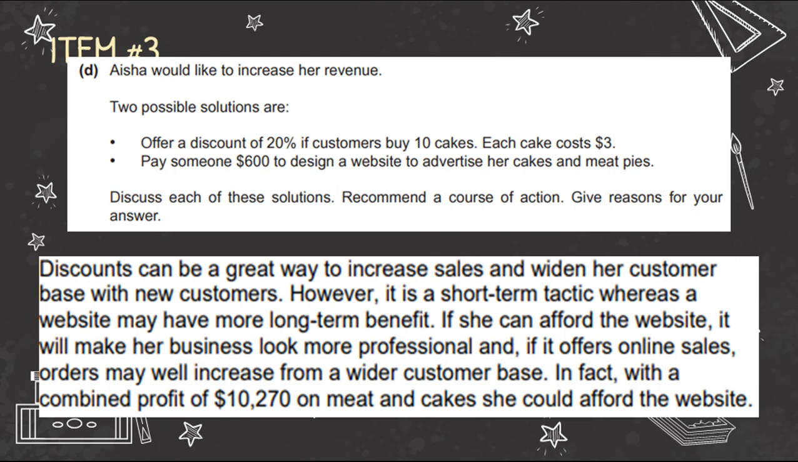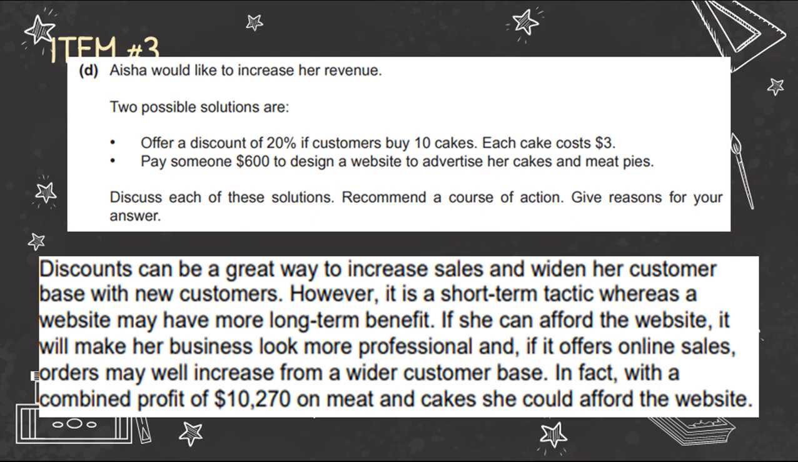And there's another possible solution, which is, pay someone $600 to design a website to advertise her cakes and meat pies. So the first solution is to offer a discount, and the second solution is to design a website. Discuss each of these solutions, recommend a course of action, and give reasons for your answer.